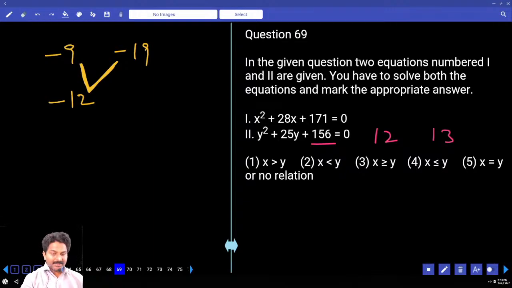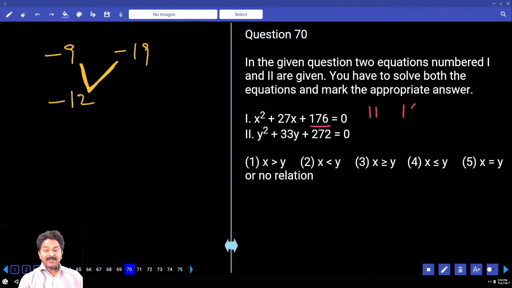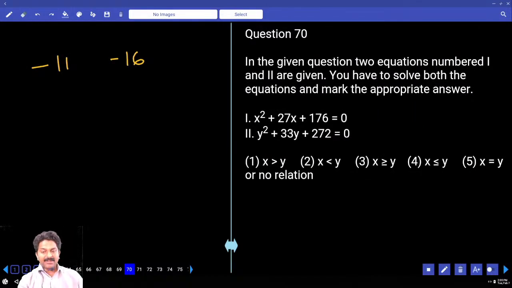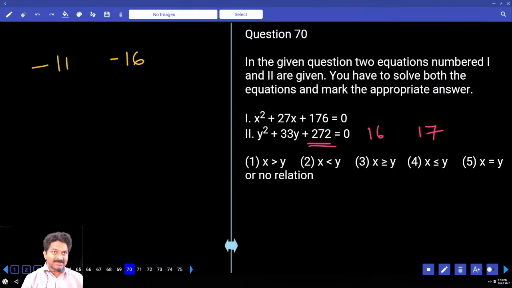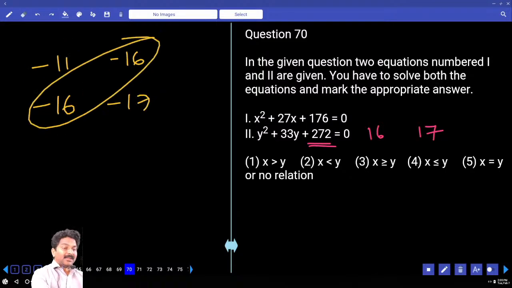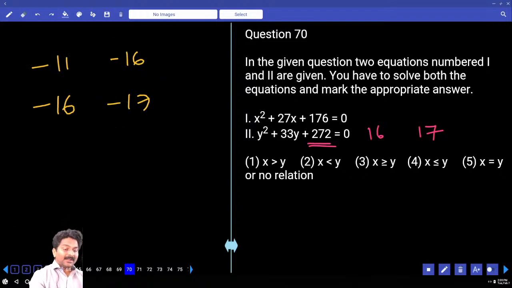Correct? Next. 176, 11 multiple. 11 16 times. Factors are minus 11, minus 16. 272, 16 17 times. Yes. Minus 16, minus 17. Greater, equal greater. X greater than or equal to Y.